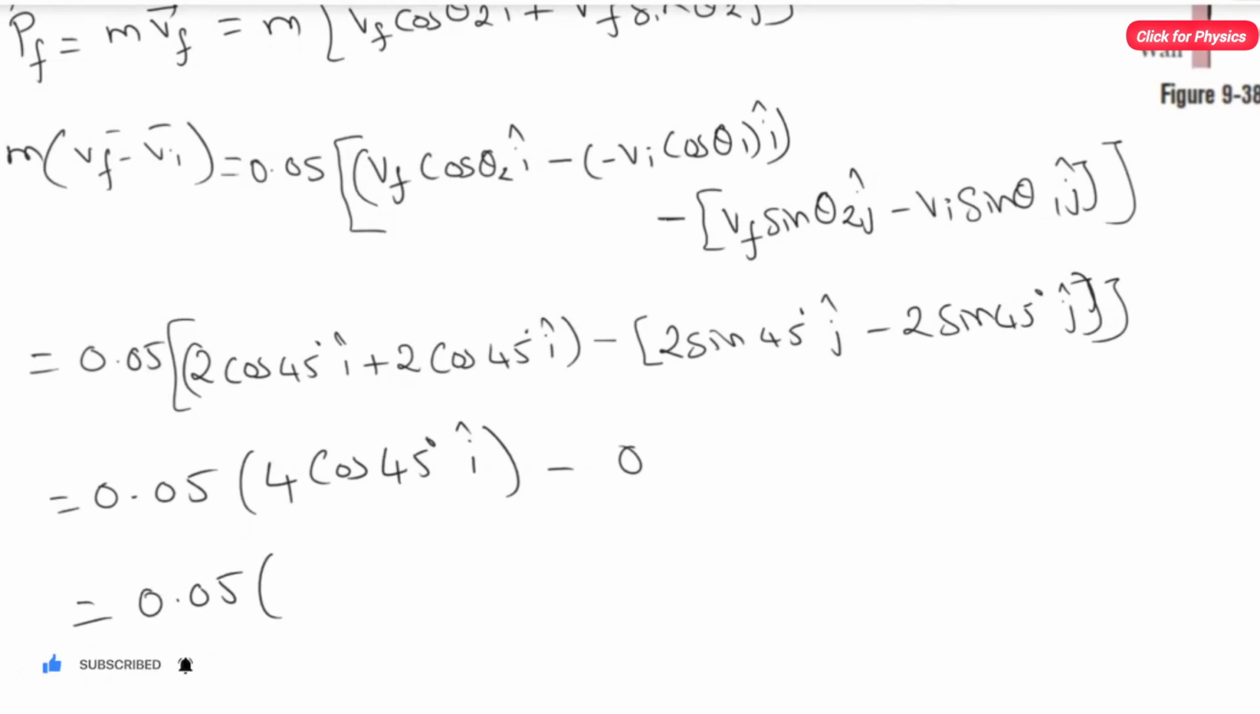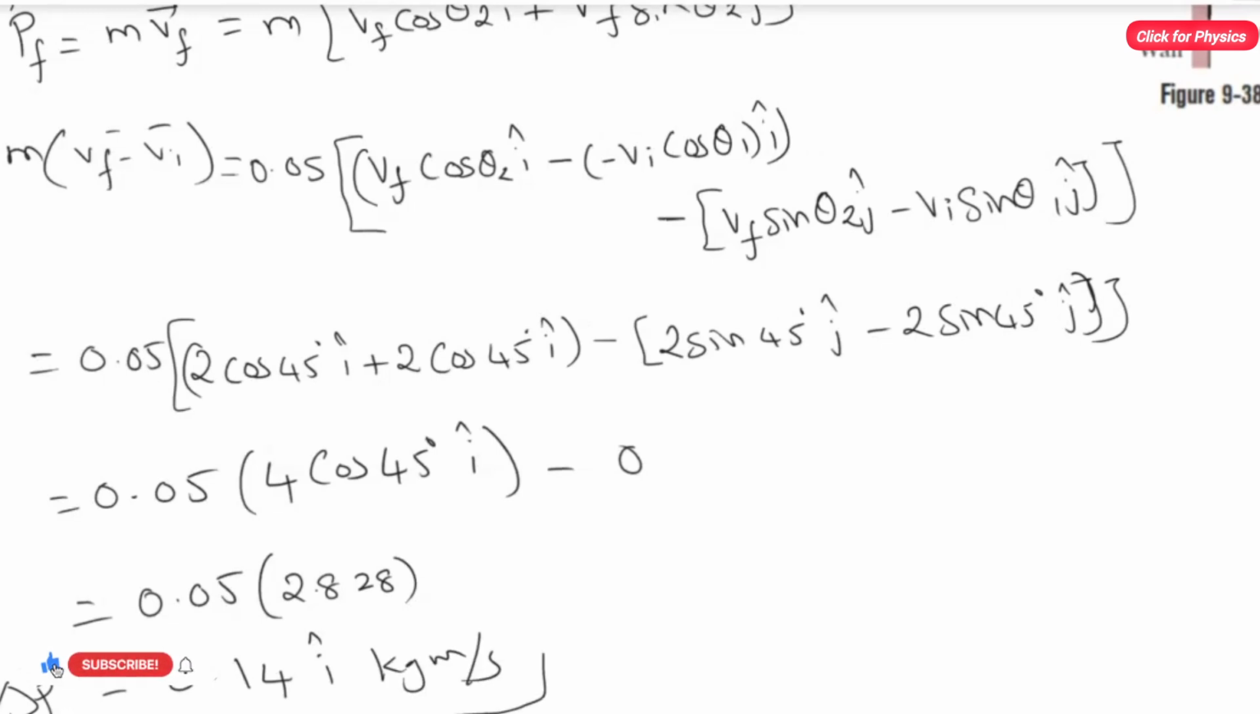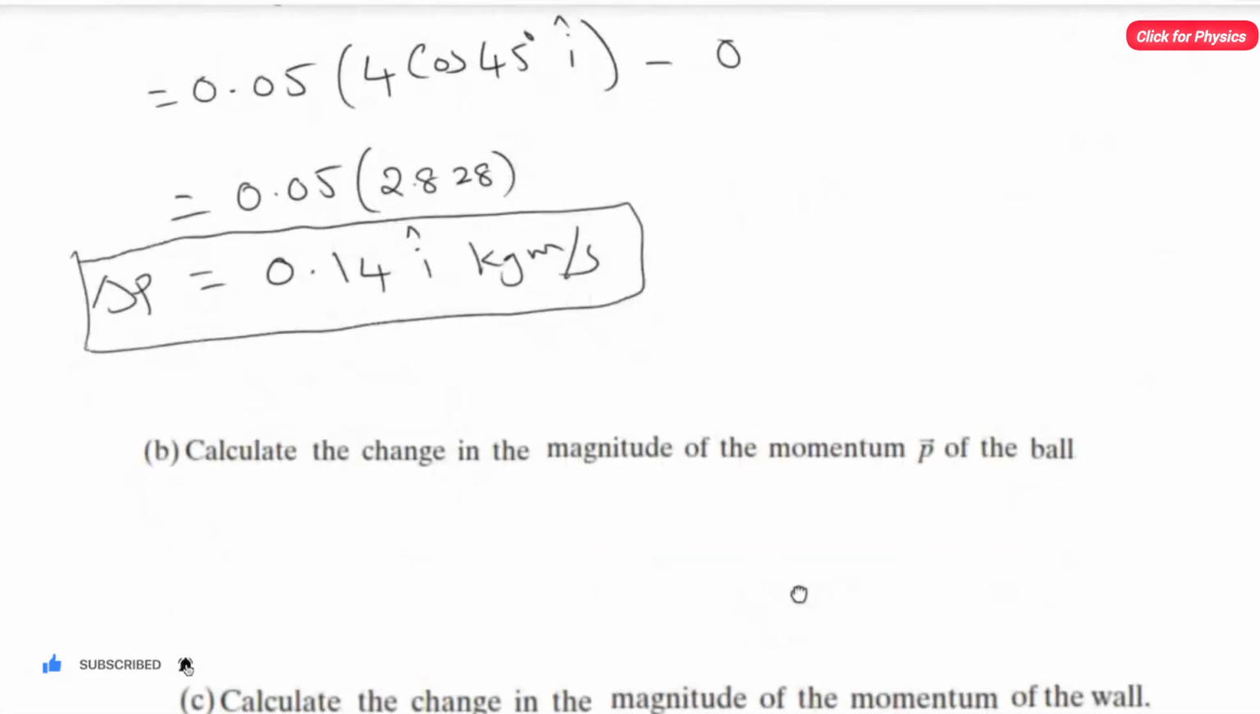So now 0.05, let's see what is inside the bracket: 4 multiplied by cosine of 45. I got the answer here as 2.828. When I multiply 2.828 with 0.05, I got the answer 0.141, or we can write 0.14, and its unit vector is I cap, and the unit for the momentum delta P is kilogram meter per second. This is the answer for the first part. Clear? Now we have to come to the second question.